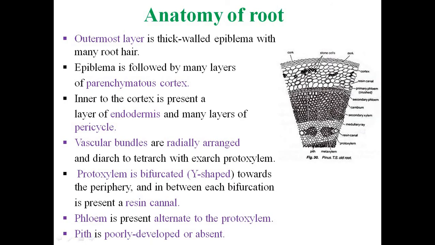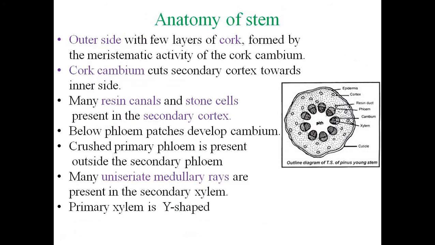Anatomically, root has a thick-walled epiblema and many root hairs. It is followed by parenchymatous cortex, and inner to the cortex there is endodermis and a many-layered pericycle. Vascular bundles are radially arranged. Protoxylem is Y-shaped and shows resin canals. Here you can observe the protoxylem with the resin canals, and phloem alternating to the protoxylem. Pith is poorly developed or sometimes absent.